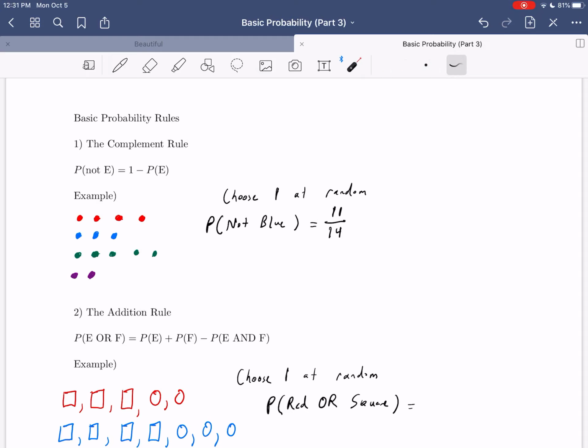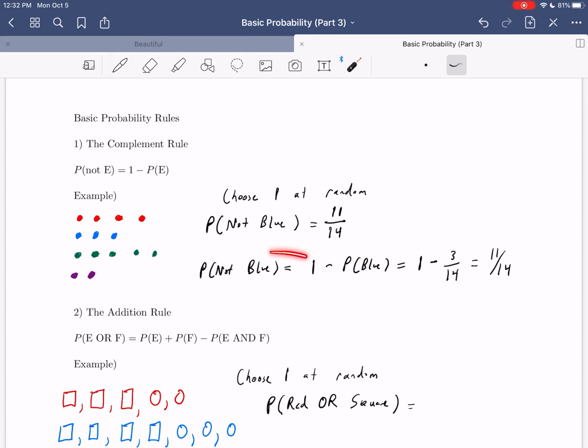But an alternate way is using this complement rule, again, you don't have to. We just calculated the probability, so we know we don't need to use the rule. But notice it's a little bit faster to say that the probability that it's not blue is 1 minus the probability that it's blue. Then we only have to count up the ones that are blue. That's 3 out of 14. Treating this 1 as 14 out of 14 to make a common denominator, we get 11 out of 14.